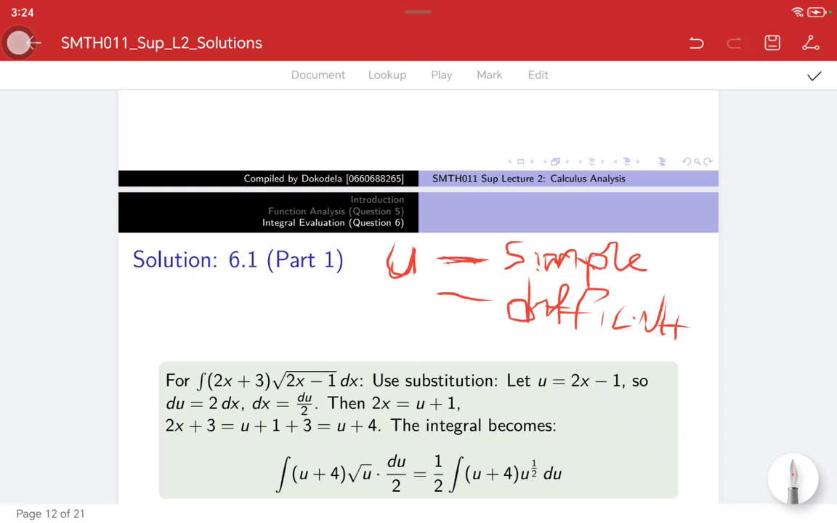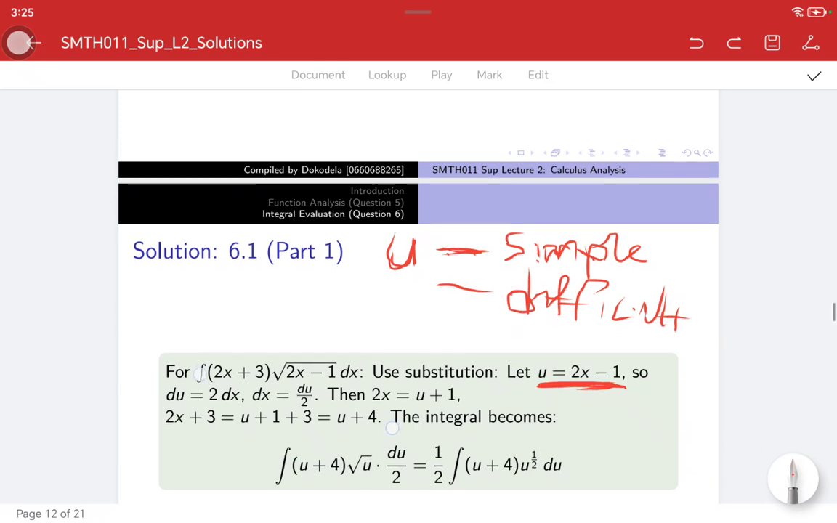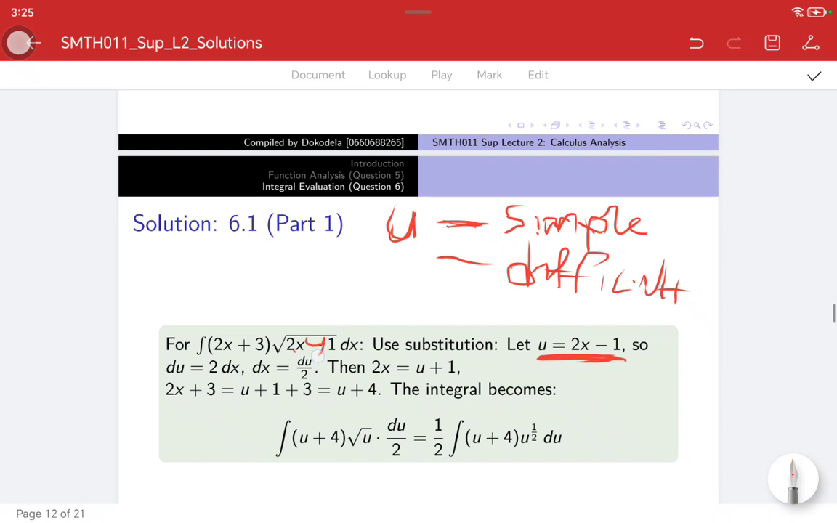So what we do here is focus on the one that is difficult. Between these two, we realize that the one with the root is the difficult one. So we let its inside only be u. Then when we let this be u, we derive it. When we derive both sides, we get du is equal to 2 dx. When we plug in, we plug u here, and we plug du over 2, but the 2 would be left out because we don't have that.